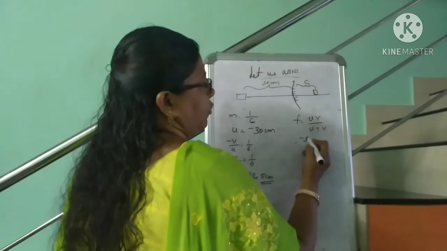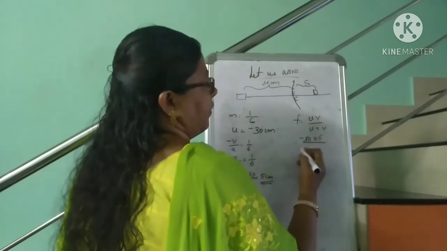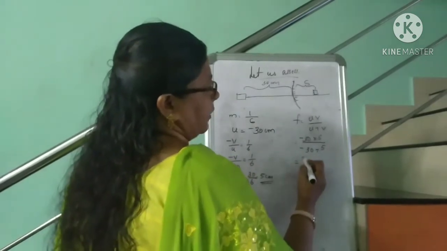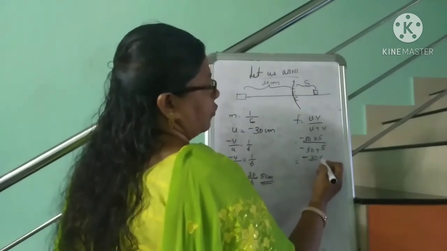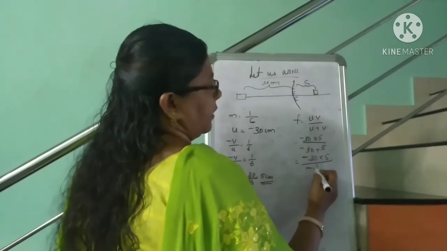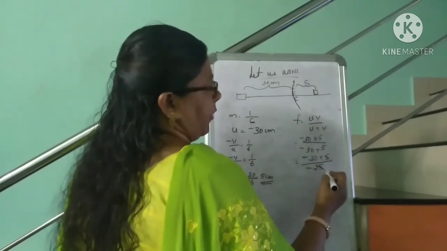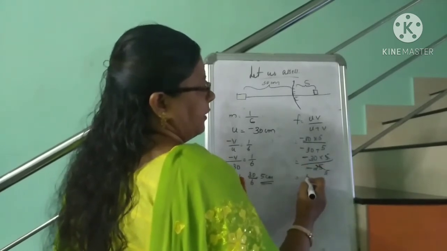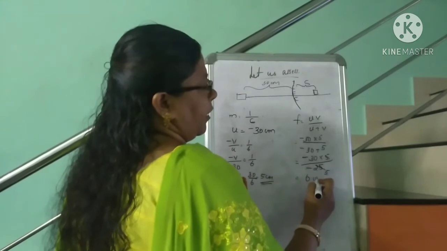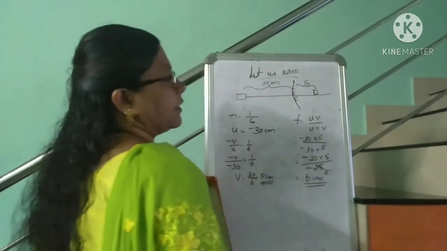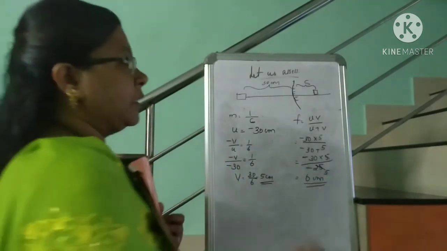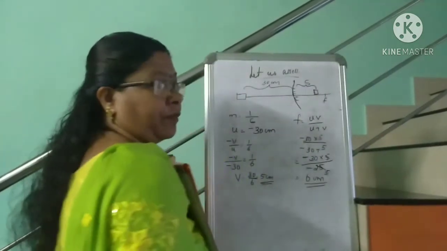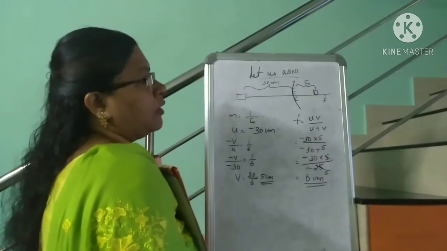Minus 30 into 5 by minus 30 plus 5. That is minus 30 into 5 by minus 25. 5 and 25 get cancelled 5 times. 30 and 5 get cancelled 6 times. Minus and minus will be plus. So the focal length is 6 centimeter. Focal length is 6 centimeter means it is here. So F is equal to 6 centimeter.